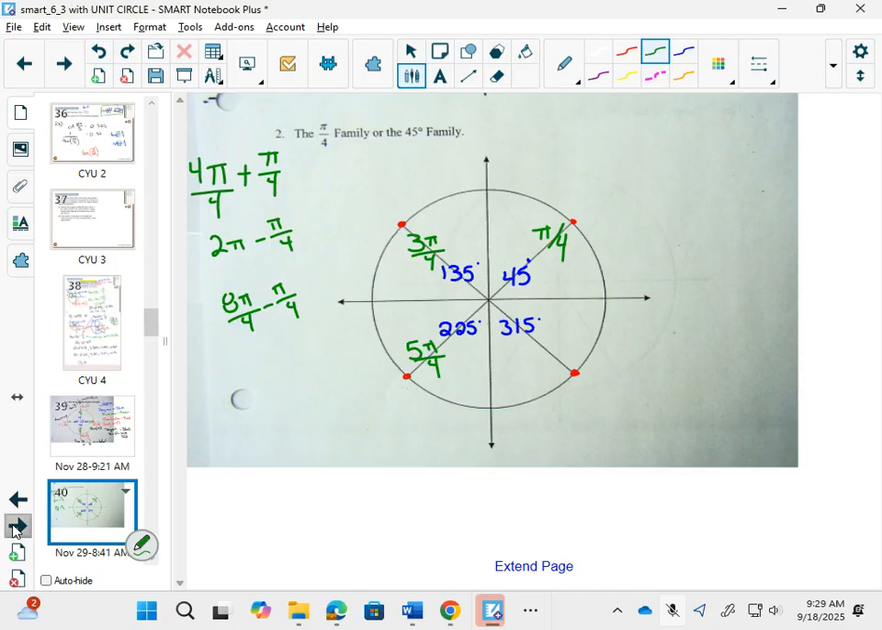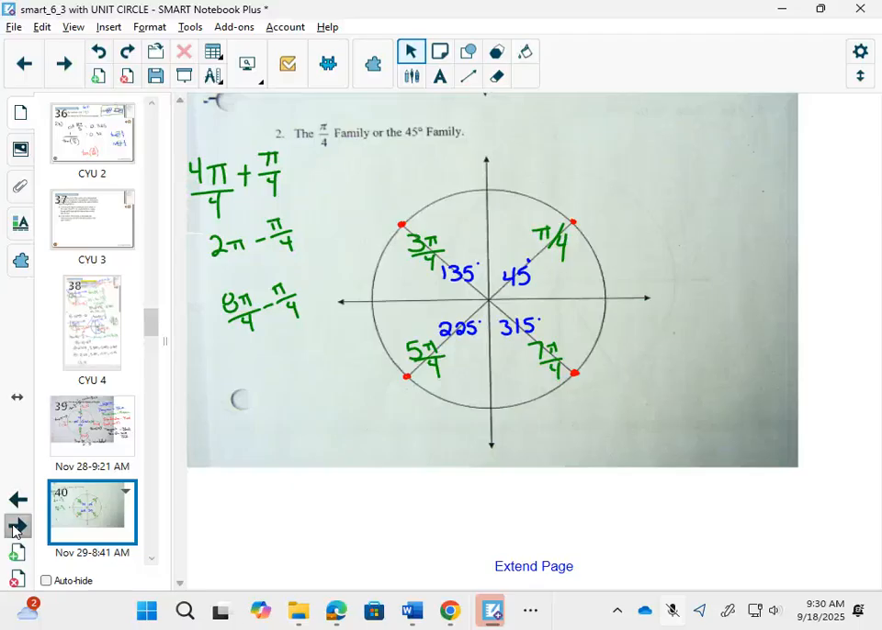8 pi over 4 minus pi over 4 will be 7 pi over 4 for this one. So we can label our radians and our degrees quite easily just knowing about reference angles. Next, we need to find the coordinates. So that means there has to be a way that we can figure this out without a calculator.